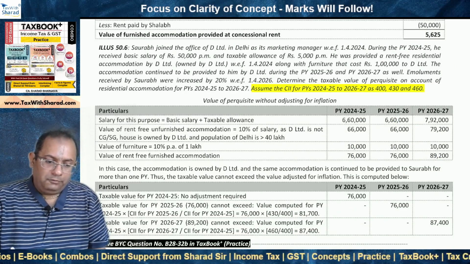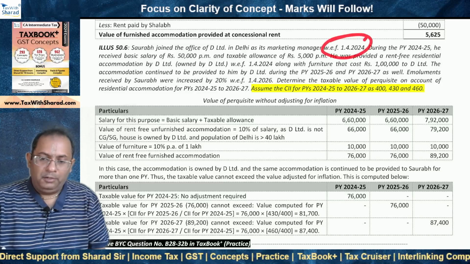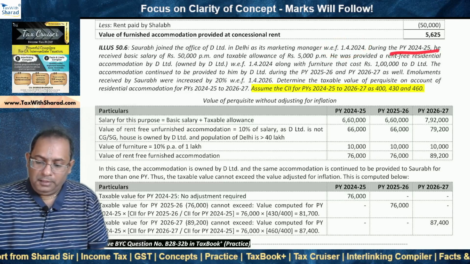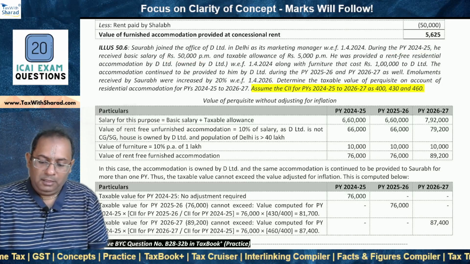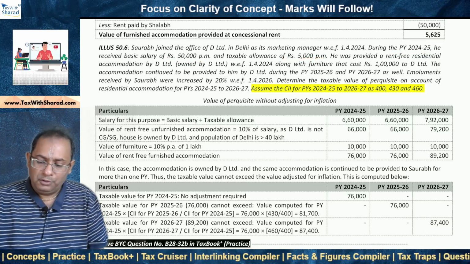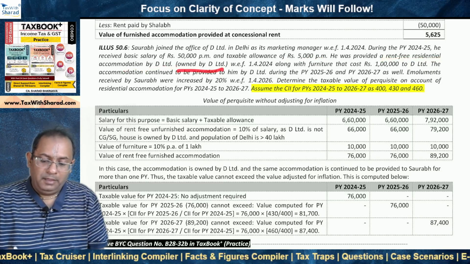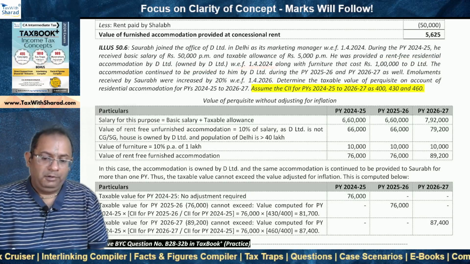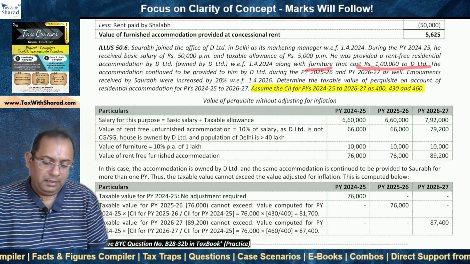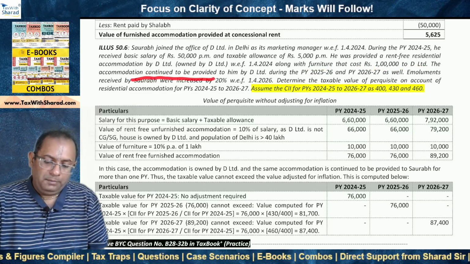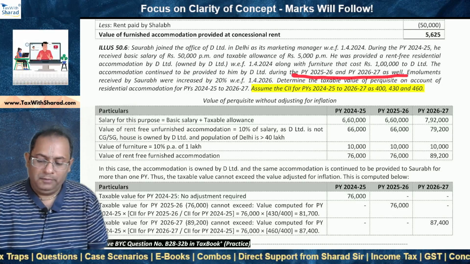Saurabh joined the office of D Limited in Delhi as its marketing manager with effect from 1st April 2024. During the previous year 24-25, he received basic salary of 50,000 per month and taxable allowance of 5,000 per month. He was provided a rent-free residential accommodation by D Limited. This was owned by D Limited. It was provided with effect from 1st April 24, along with furniture. Furniture cost rupees 1 lakh to D Limited. The accommodation continued to be provided to him by D Limited during the previous years 25-26 and 26-27 as well.